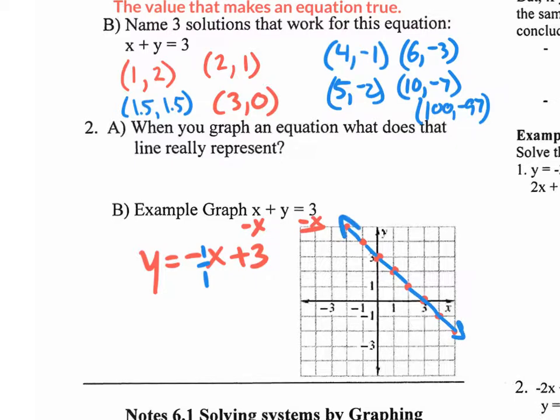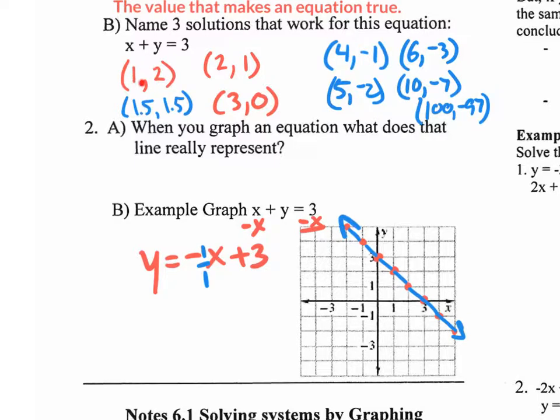And let's go back to number 2a. It says, when you graph an equation, we just graphed it. What does that line really represent? This line, the reason why we put arrows is because it continues forever and ever and ever. And as you could see up here, we came up with 3 solutions. We came up actually with more than that. There's an infinite amount of solutions.